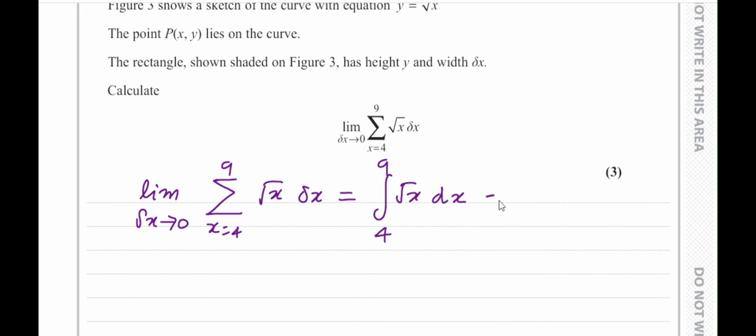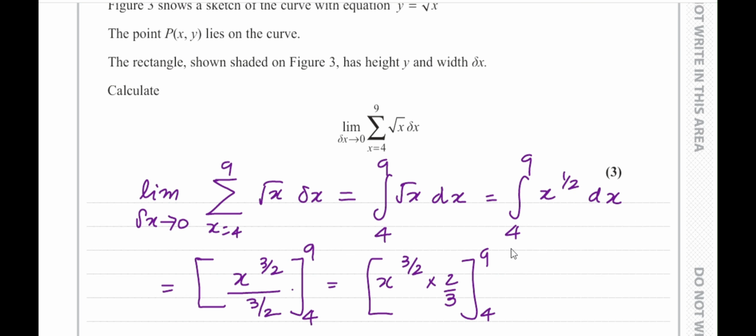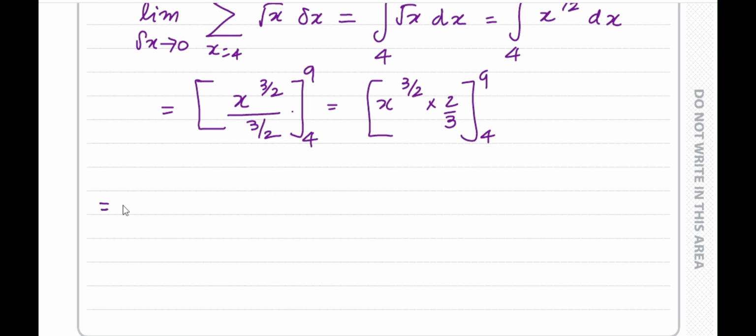So to integrate this, we will write this in the form of index. So integral from 4 to 9 of x to the power of half dx. That's equal to, start with the square bracket, x to the power of 3 over 2 over 3 over 2. There is no need to write c because it's a definite integral between 4 and 9. That's equal to x to the power of 3 over 2 times 2 over 3. Now let's evaluate this. 9 to the power of 3 over 2 times 2 over 3.